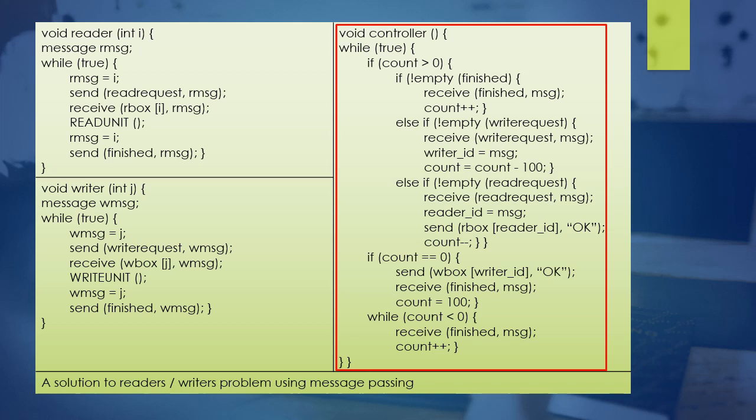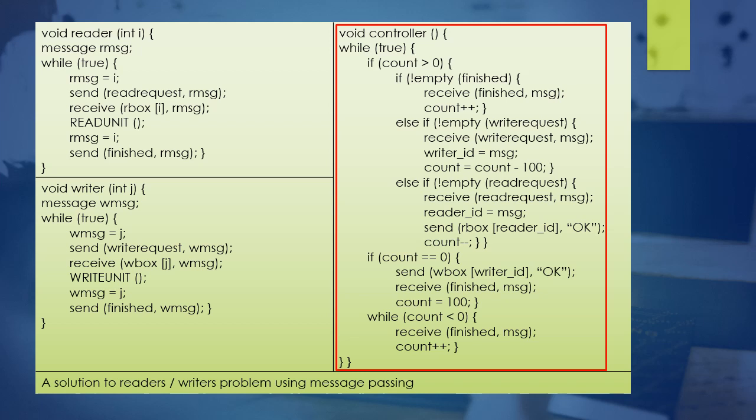If count is less than 0, then a writer has made a request because of which count became 0, and readers are also present due to which count became less than 0.